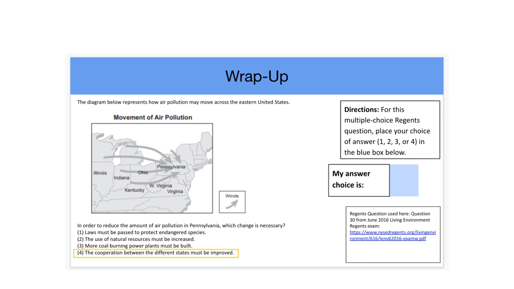And 4 is correct. As you can see, air pollution is coming from Illinois and Indiana and Ohio and Kentucky, and it's going to Pennsylvania. So you really need to cooperate with the different states so air pollution in Pennsylvania can finally be reduced. All right, so notice how the graph, in this case the diagram, the map, give us a lot of information so you can process the information and answer the question correctly. Let's go to the next one.